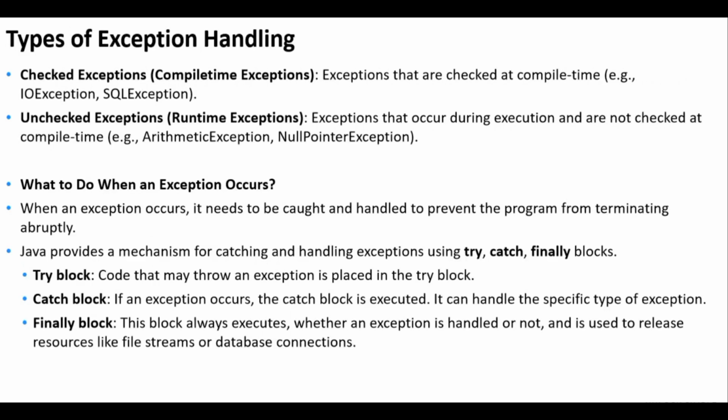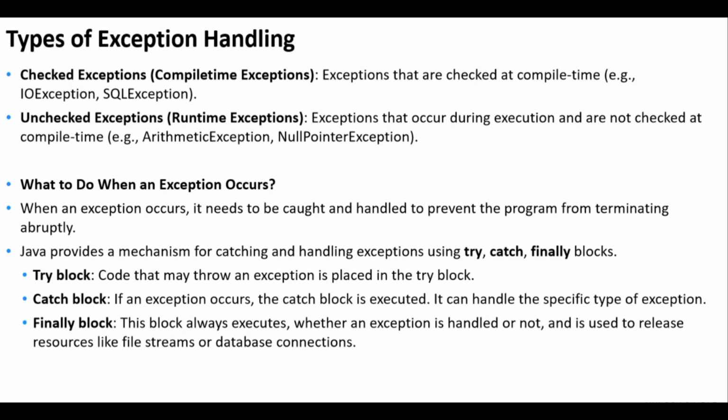There are two types of exceptions. One is a checked exception, also called a compile time exception, which is checked at compile time. For example, IOException and SQLException are thrown while compiling the program. So this we can solve during compile time. But there are some errors which will be thrown only at runtime, which are called unchecked exceptions, also called runtime exceptions. Exceptions like ArithmeticException and NullPointerException happen during runtime. So we need to handle those exceptions to assure the normal flow of the program.